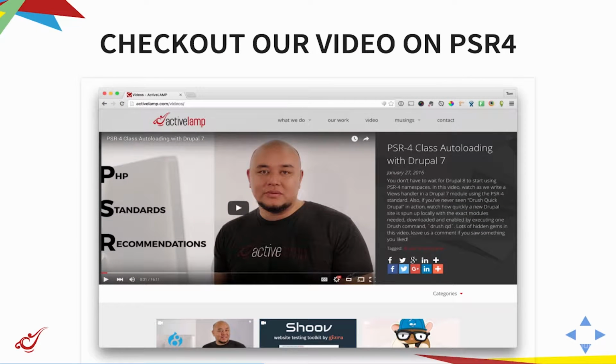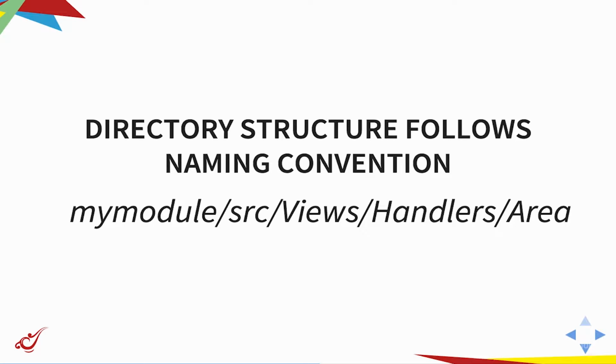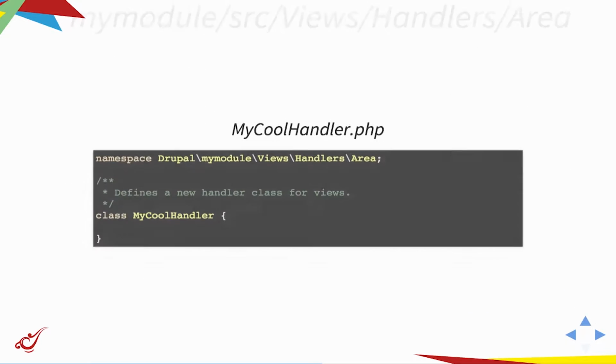So if you want more information about PSR4, go check out our video on that. But basically, the way these classes are defined is how you name it is how you put it into the directory structure in your module. So for example, if we were to look at the namespace, we would see that the namespace was Drupal, my module, views, handlers, area, and then some class name. And so basically that coincides with where we should put that into our directory structure in our file system. And we'll look at that here in a second.